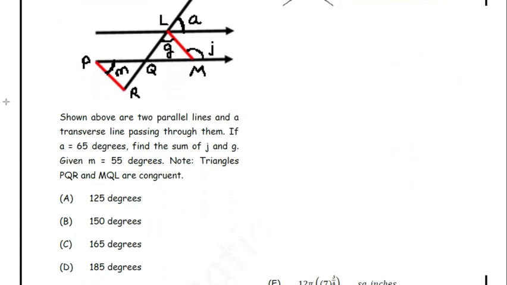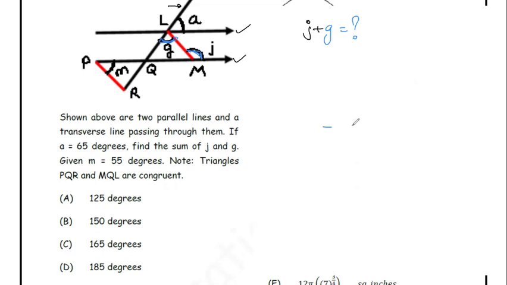In the fourth question, they've given us two parallel lines and a transversal line passing through them. So that is your transversal line. Find the sum of J, that is this angle, and G, that is this angle out here. I'll use a blue color. So they want the sum of this G and J. That is how much?